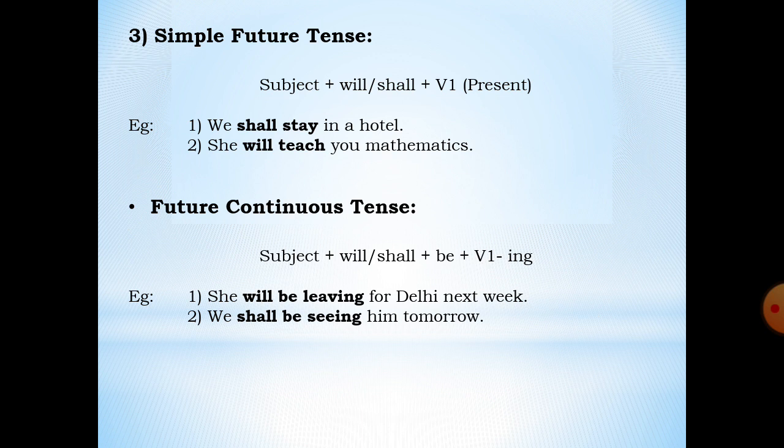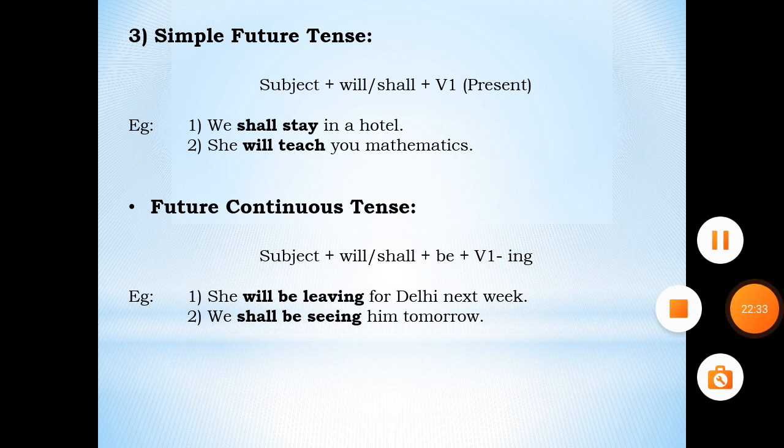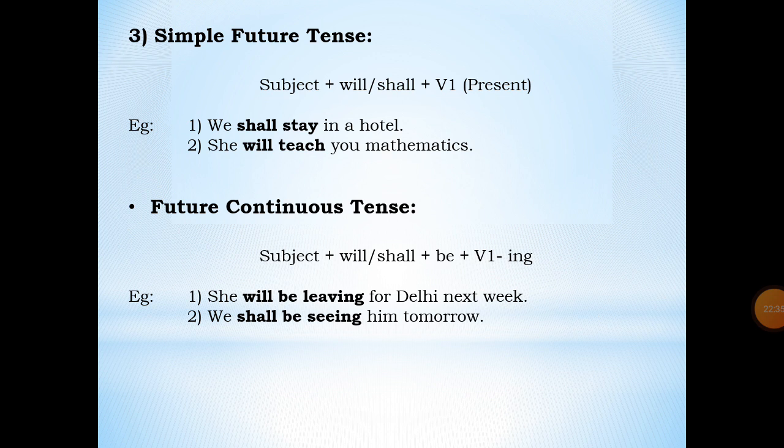Now the third tense is the future tense. In that, the first form is simple future tense. Again a formula is created for it: subject plus will or shall plus V1. Will, shall indicates that the sentence is in future tense.